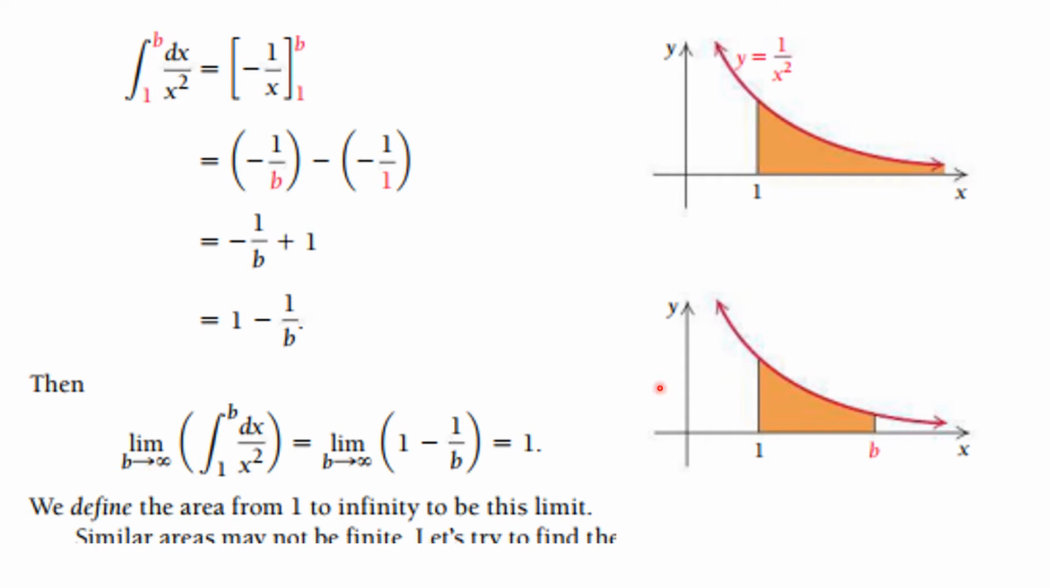So if we were to do what we were talking about here, taking the limit as b goes to infinity to represent this area, the limit as b goes to infinity is going to be the limit as b goes to infinity here. Well, the limit of 1 as b goes to infinity is just 1, but this is 1 over b. That will go to 0, so this is 1. So you see the area from 1 to infinity for this is going to be 1. So this area shown right here is 1.